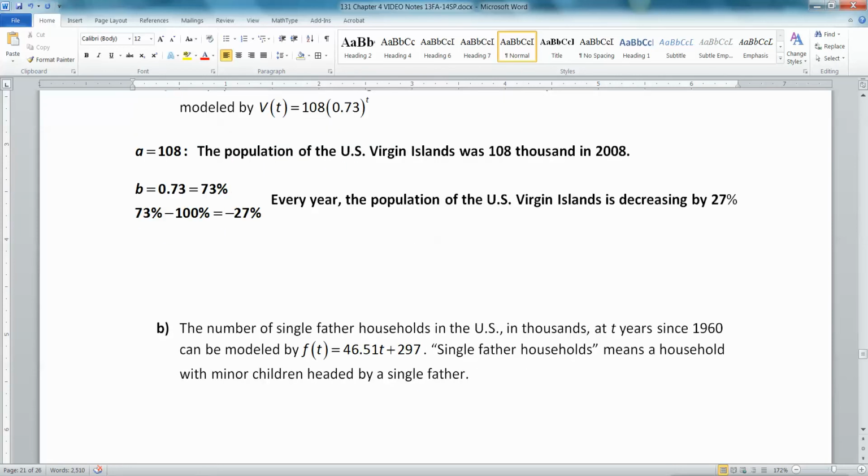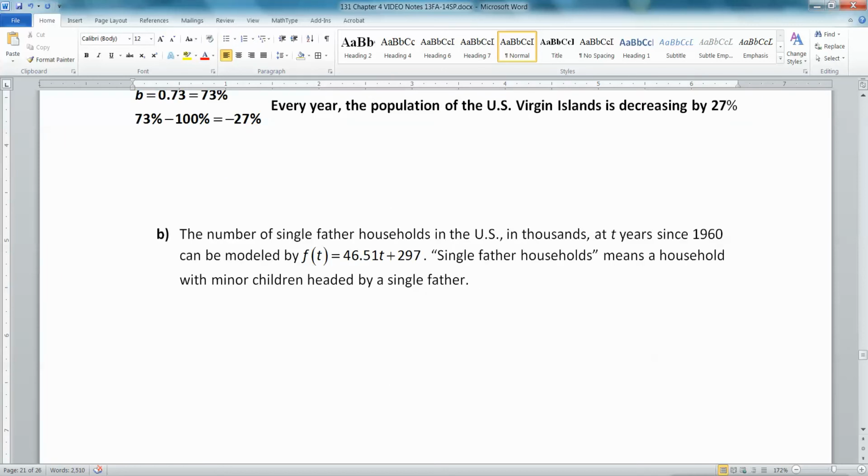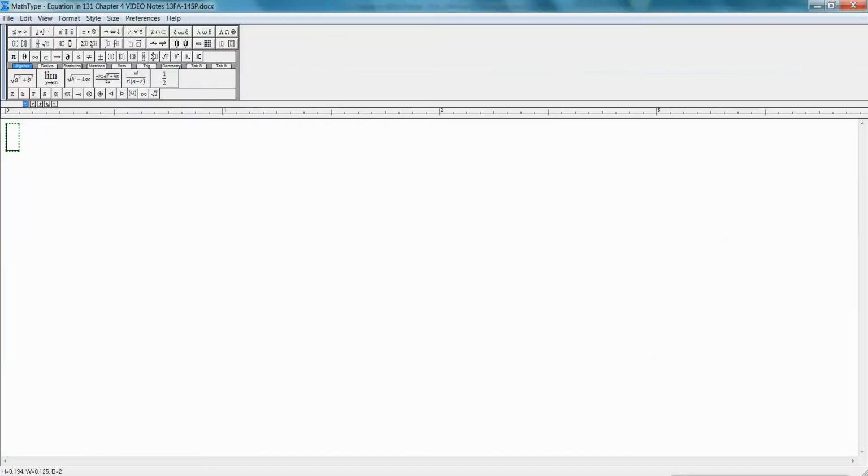Okay, so the number of single-father households in the U.S. in thousands at T years since 1960 can be modeled by this. Single-father households is a U.S. Census distinction, by the way. It means a household with minor children that are headed by a single father. In other words, there's no mother and there are children. Okay, so we have M and B to explain. So let's start with B.